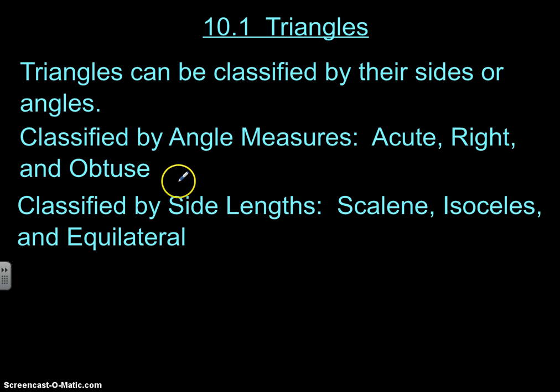Now, classification by side lengths. If we know the measures of the sides, again, we cannot go on how anything looks. We need to know the measures. We can have a scalene triangle, which means all the side measurements are different. It can be isosceles, which means two of the side lengths are the same, or it can be equilateral, which means all three side lengths are the same. So in classification by side lengths, it can either be scalene, isosceles, or equilateral.